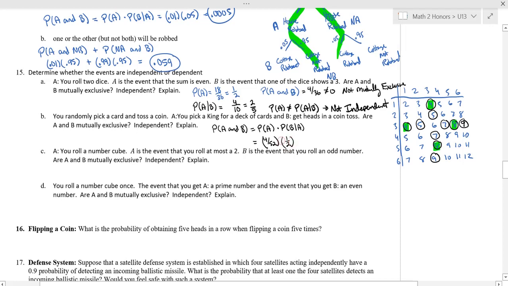And so it's important to note that the probability of B is going to equal the probability of B given A, just by the fact that you're doing two different things. One is you're picking a card, one is you're flipping a coin, and what you get on one is not going to affect what you get on the other. And so automatically we get that they are independent.